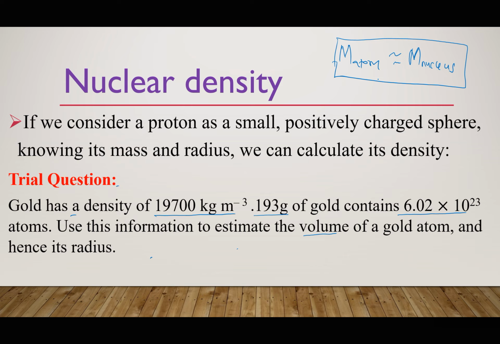Okay, use this information to estimate the volume of a gold atom. So this is density. This is the mass of 6.02 times 10 to the power of 23 atoms. So I'm going to find the mass of one atom, then I find the volume and hence its radius.